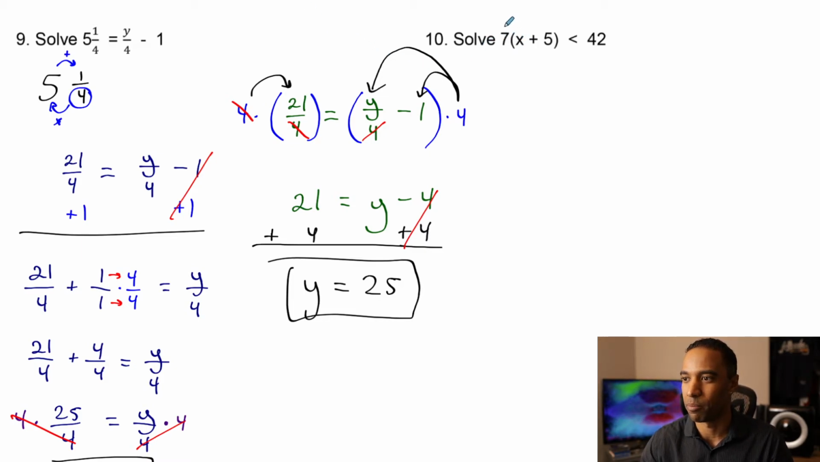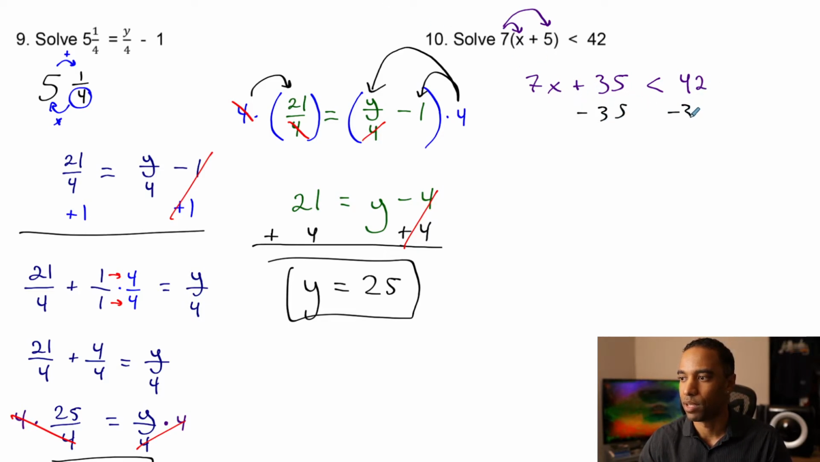This is the one problem I'll probably get to do quickly with you guys. Distribute the 7 into both parts right here. We get 7x plus 35. Multiply the 7 to both is less than 42. Subtract 35 from both sides right here, and we will get 7x on the left side, and on the right side, 42 minus 35 happens to equal 7. So 7x is less than 7.